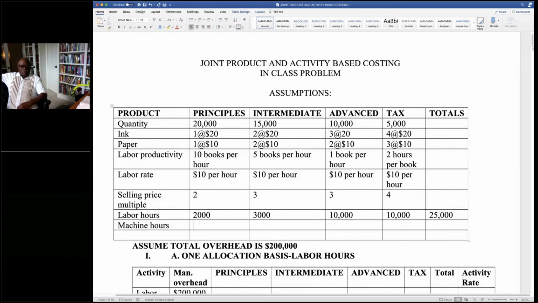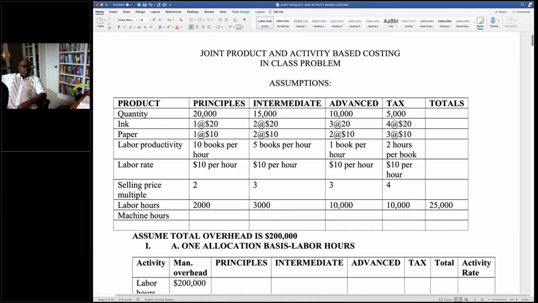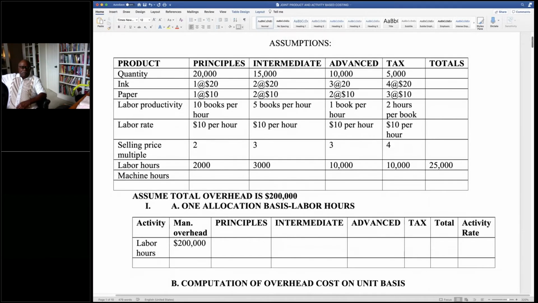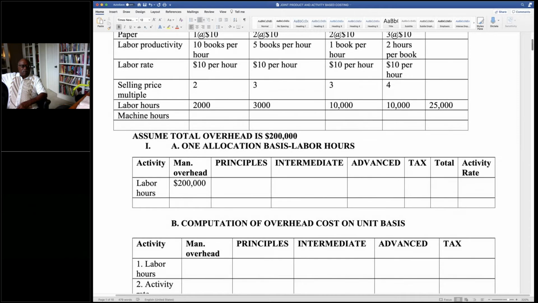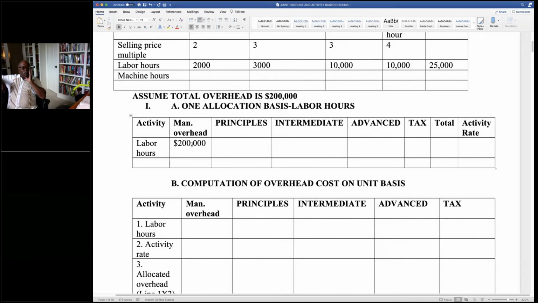Machine hours. Forget about the machine hours. Okay, good, because I forgot about that. So for part one, we're just gonna fill in what we have. They gave us the manufacturing overhead, which is 200,000, and then the labor hours right here was 25,000. So that's gonna be a total of 25,000, right?